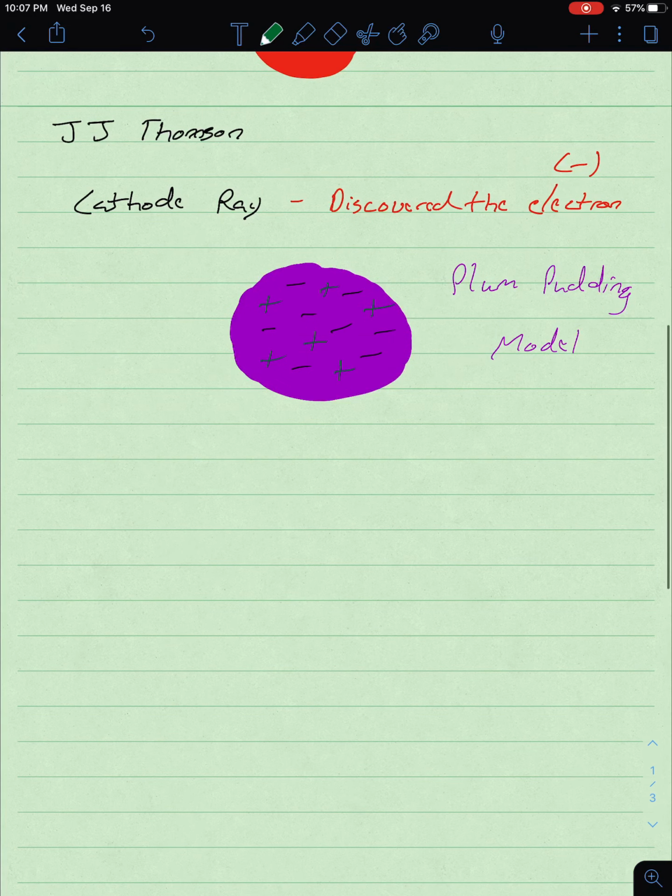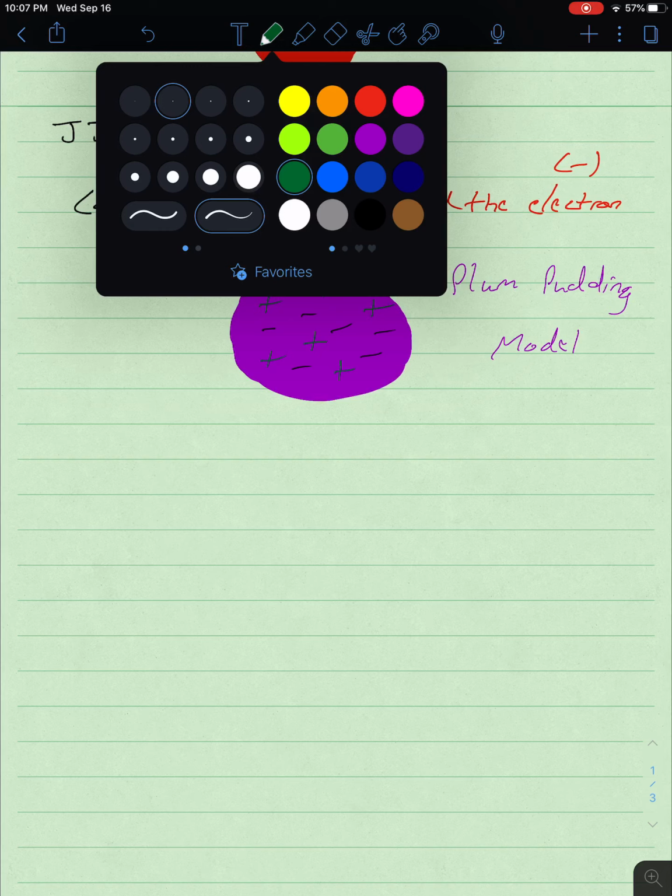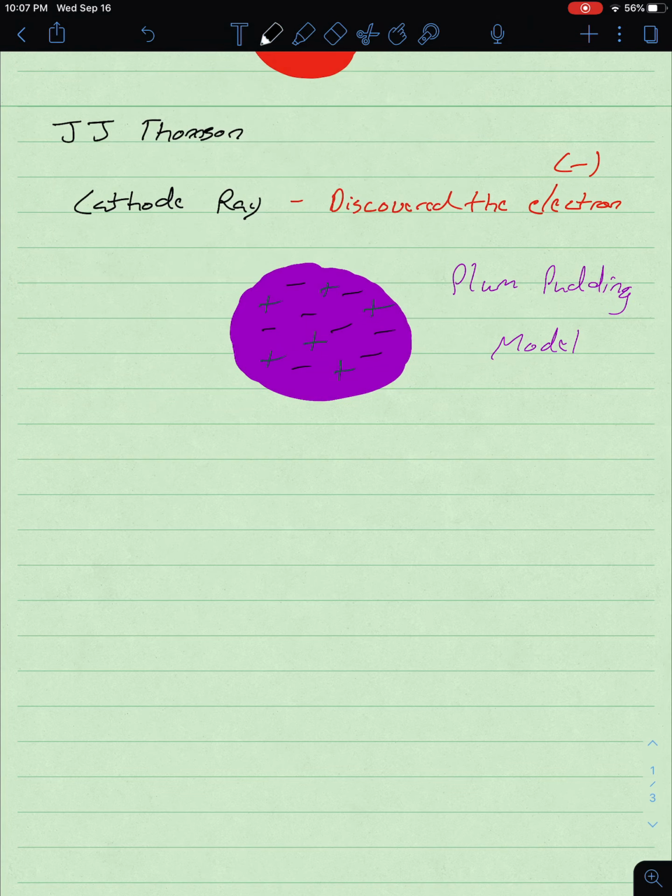So now we move on to Rutherford. What Rutherford did is he had the gold foil experiment. So the gold foil experiment is his main experiment to discover the nucleus.